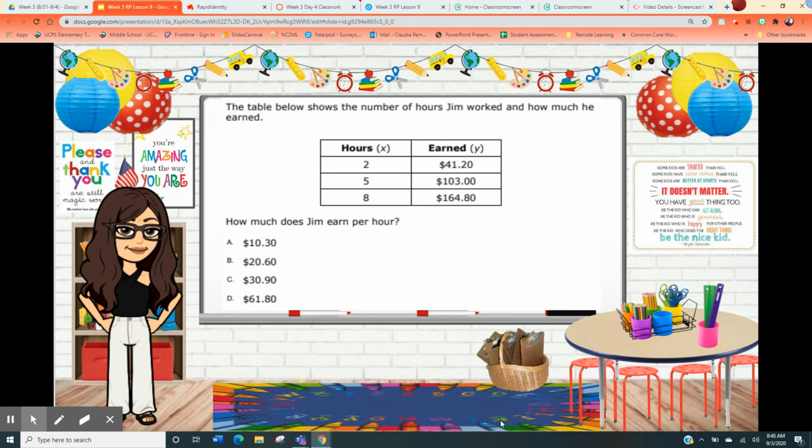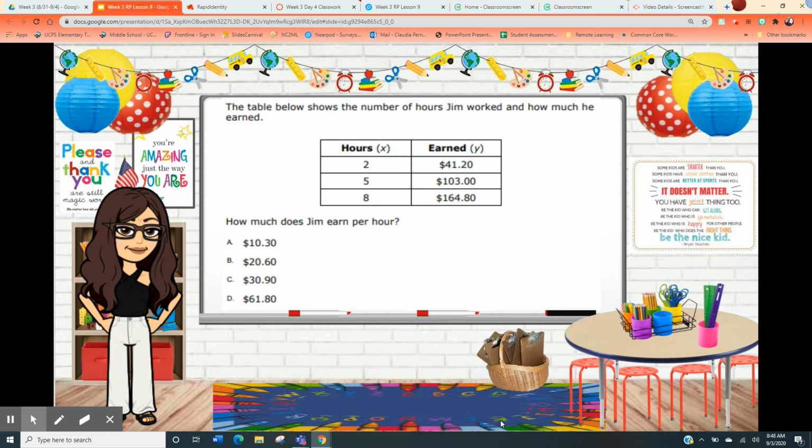Remember, a proportional relationship is where we have the same unit rate all the way down, or we have an equation that is set up as a proportional equation like we talked about yesterday, in the form of y equals kx. So let's go ahead and read this question.